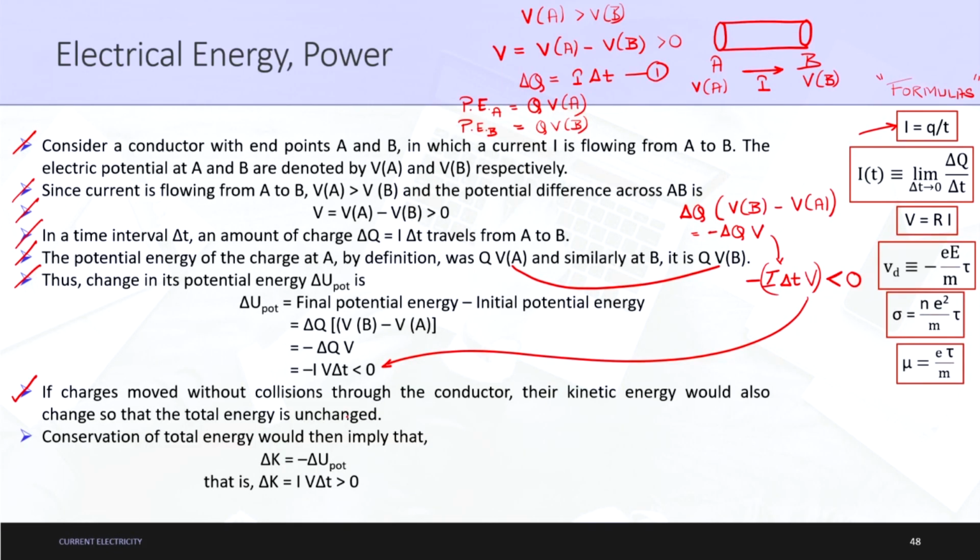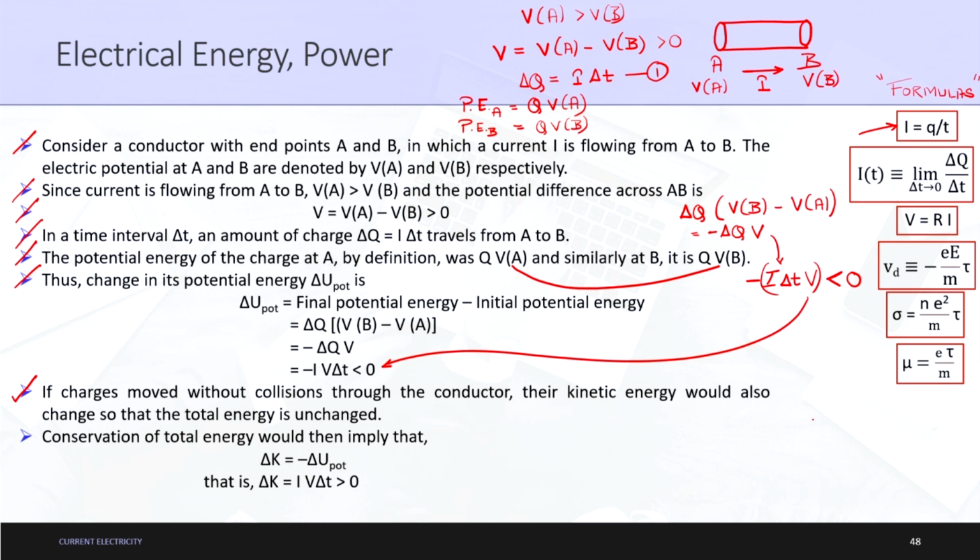If there is a change in the potential energy, then there has to be a change in the kinetic energy, so that the complete energy is conserved. Okay, so the charges moved without collisions through the conductor, the kinetic energy would also change. Why will it change? Because we need to conserve total energy, so that the total energy is unchanged. Okay. Next is conservation of total energy would also imply that delta K is equal to minus delta U potential.